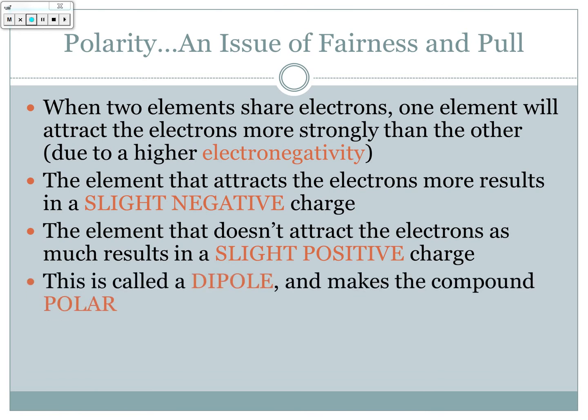This creates what we call a dipole, meaning it has two poles. When you think of a magnet, it has a south pole and a north pole. Well, when we talk about polarity, we're talking about a positive end and a negative end, or a positive pole and a negative pole. If something is a dipole, it is a polar compound, and we call them two dipoles, even though it's just one end and the other end.